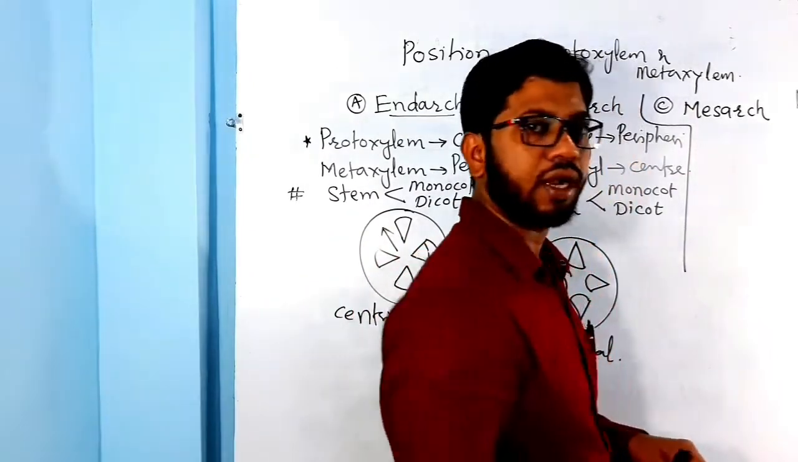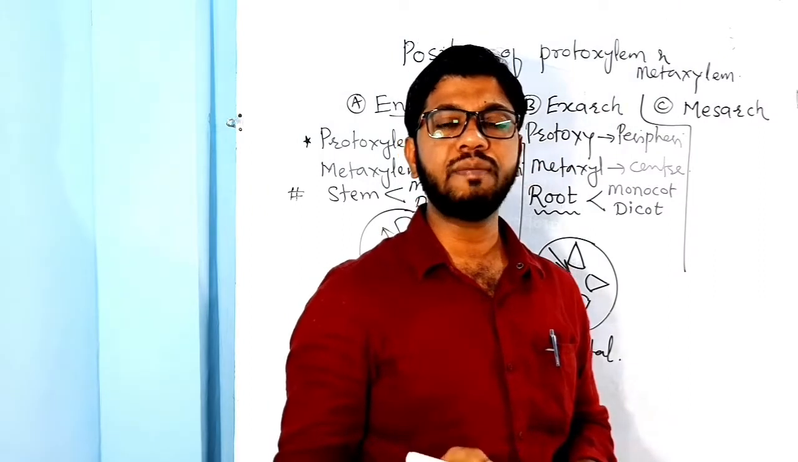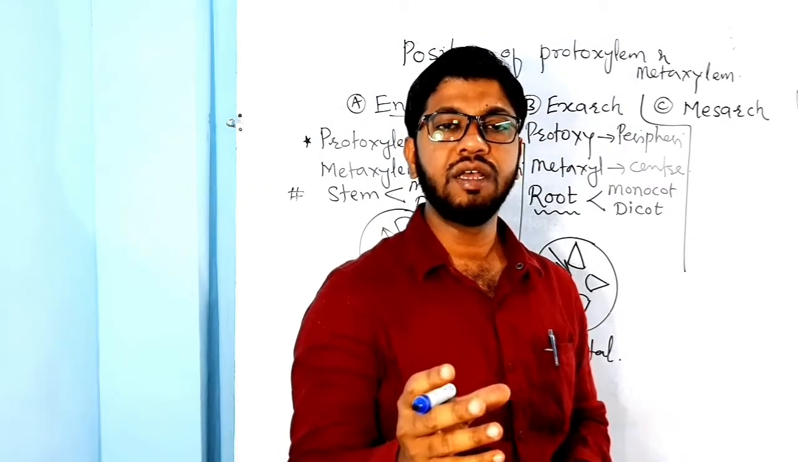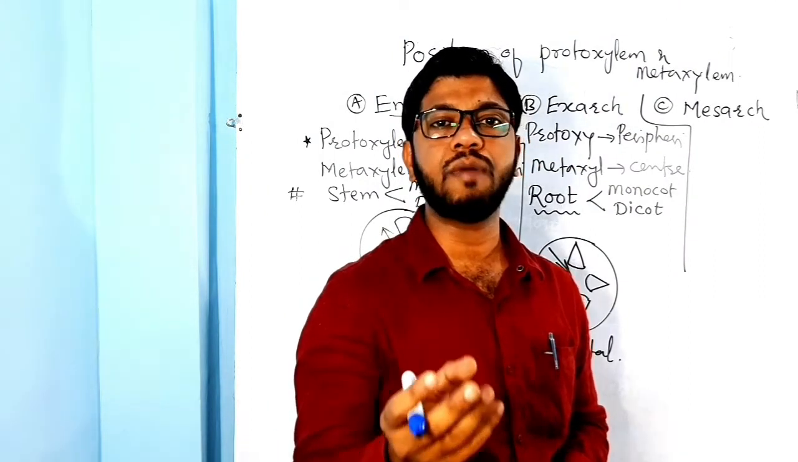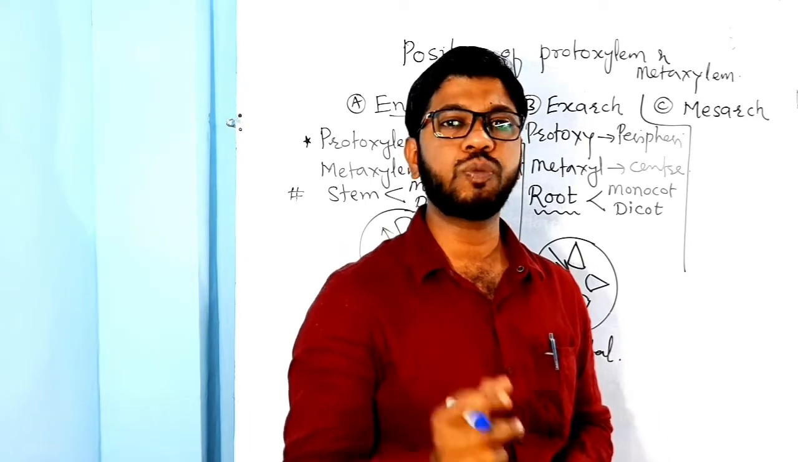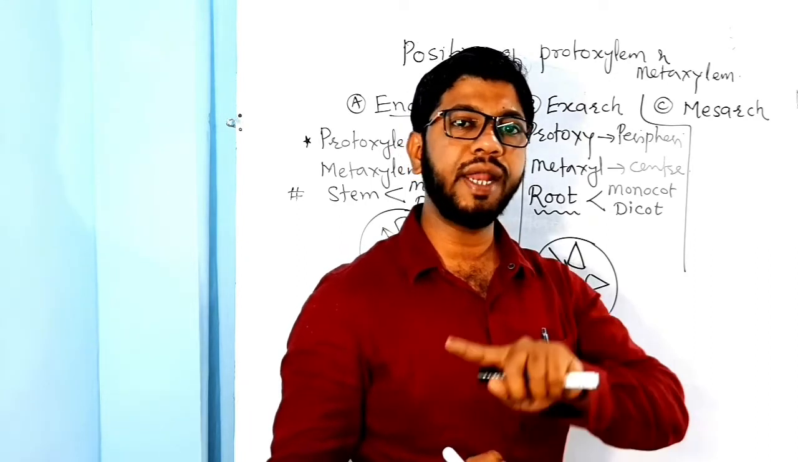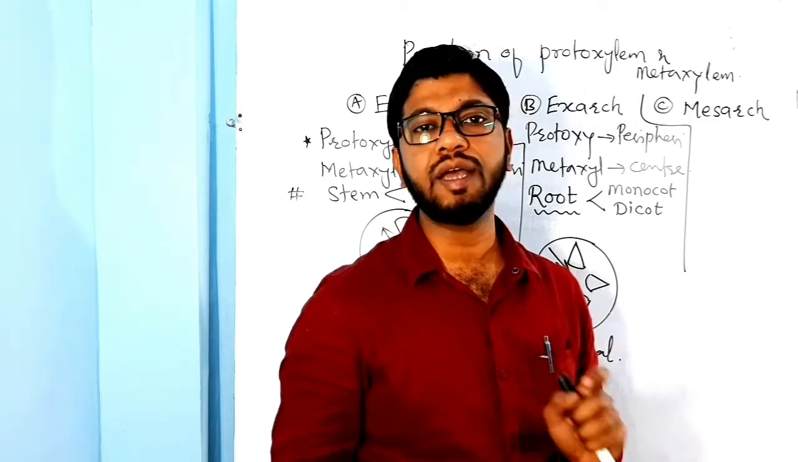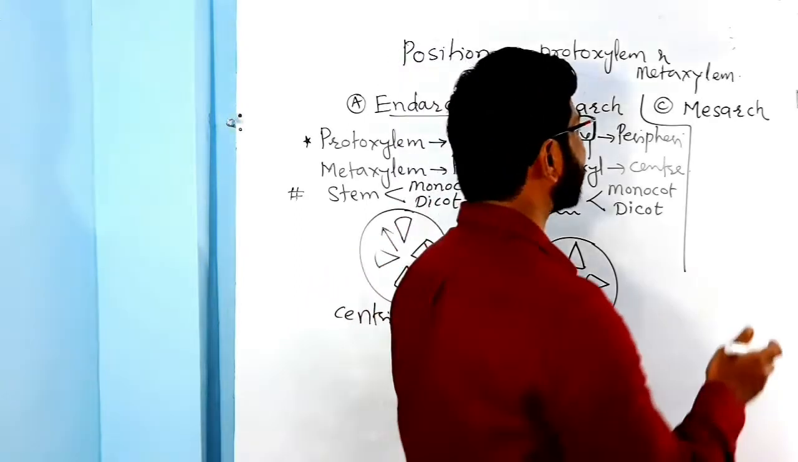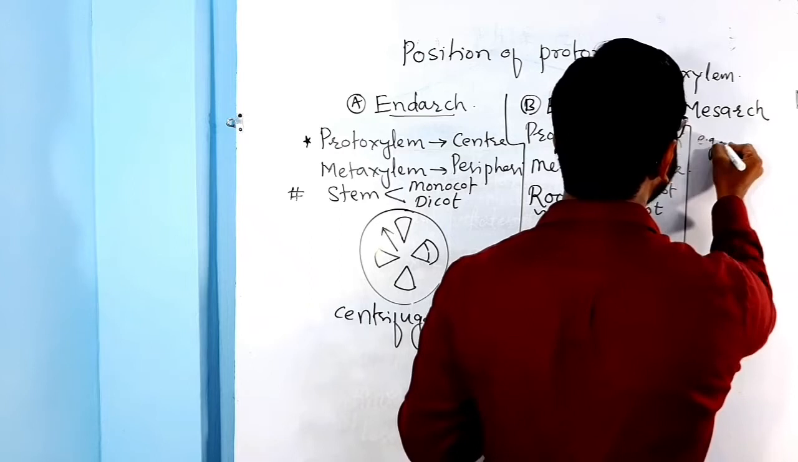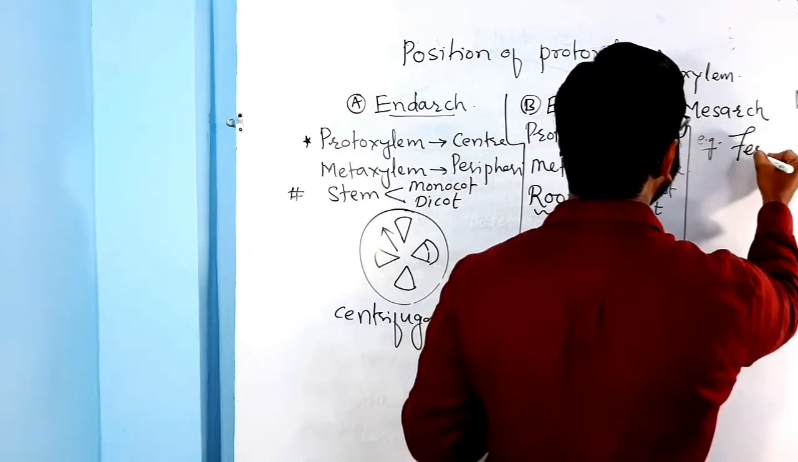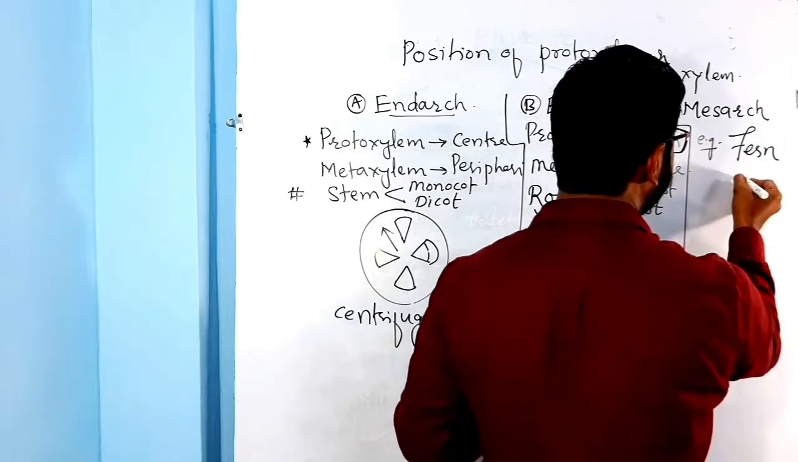Next and last type is mesoarch vascular bundle. In mesoarch vascular bundle, protoxylem are present at the center in the form of a compact mass of tissue, and these protoxylem are completely surrounded by the metaxylem. It is mesoarch vascular bundle, and mesoarch is found only in case of fern.